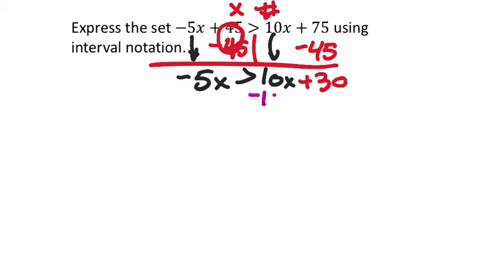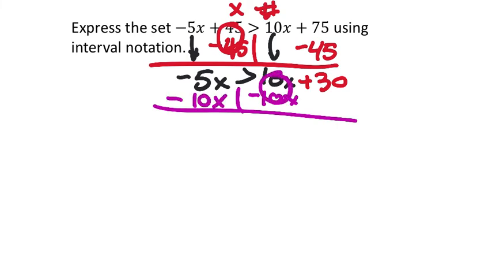Then I will subtract 10x's from both sides because, again, those 10x's are on the number side of things. So that's going to zero that out. Negative 5x's minus 10x's, negative 15x's. And this is greater than, I'll drop my 30. Some of you, again, you may have said, well, I'm going to put all my x's on the right, which would have been fine. It would just show a little bit different, but your inequality would be the same.